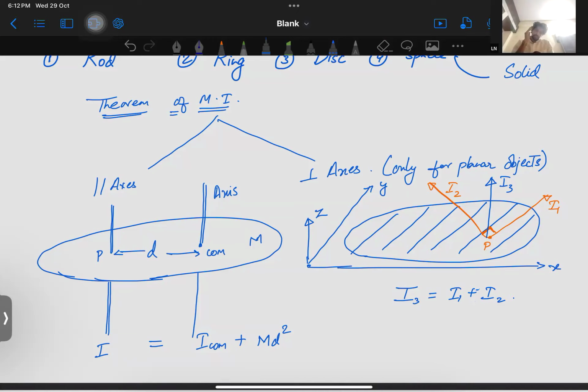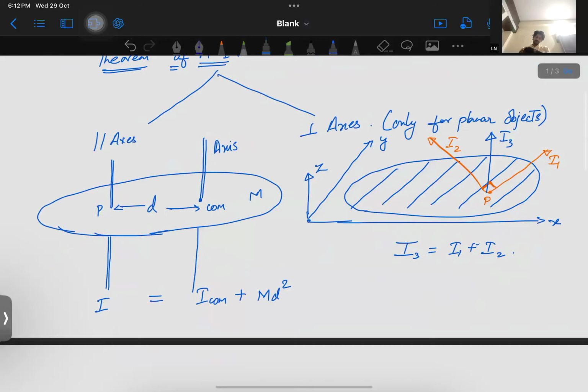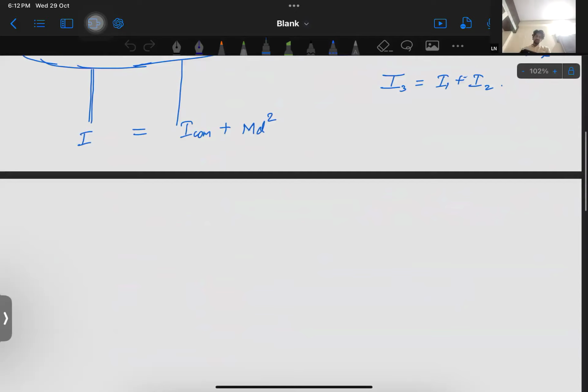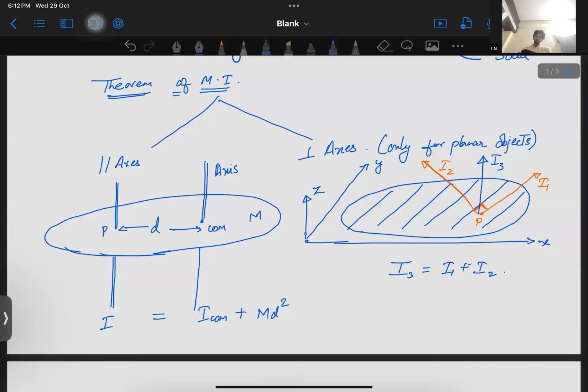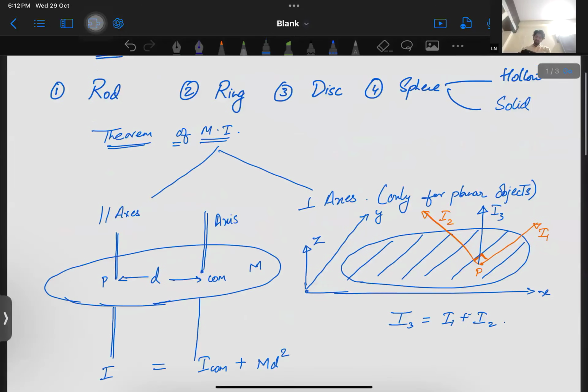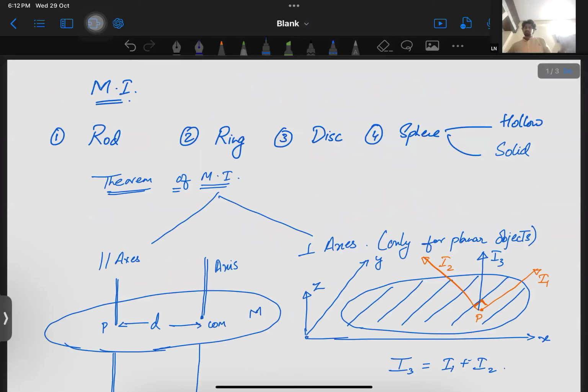So what are the limitations for the perpendicular axis theorem? Only for planar. Is there a limitation for parallel axis? Yes, one axis must pass through the center of mass. For perpendicular axis, there is no condition like it has to pass through the center of mass. Done. Proof, we will take it up at a later point of time, towards the end, or let's see. Okay, so now let's move on to the proofs, the derivations.